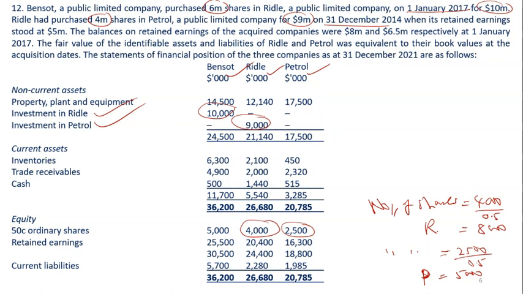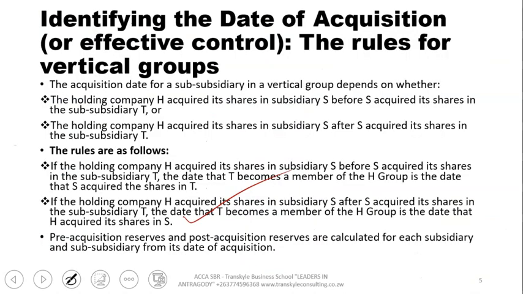So, ladies and gentlemen, which figures shall we use as part of the net assets at acquisition? Shall we use those retained earnings for 2014, or the retained earnings as at 2017? This example relates to the second rule: if the holding company H acquired its shares in subsidiary S after S acquired its shares in subsidiary T, the date that T becomes a member of the group is the date that H acquired its shares in S. We know that subsidiary S had acquired the shares in Petro in 2014.